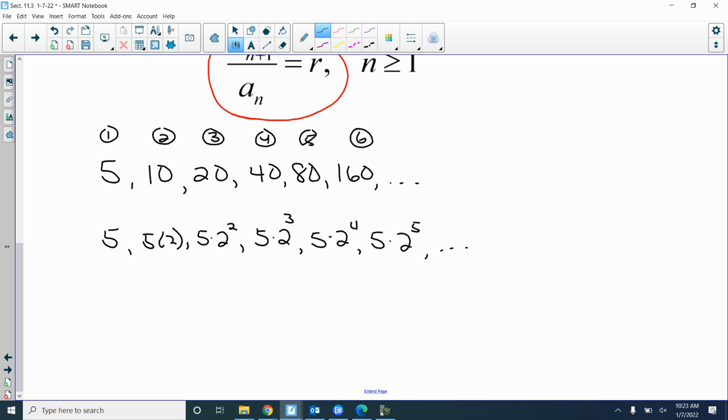How does the power relate to the term? It's the term minus 1, right? So the 6th term, we take it to the 5th power. 5th term is 4th power. So when you're doing this, to find A sub n, it would be the first term times the R value. Oh, hold on. 5 times 2 to the n minus 1, right? Does that make sense? All right, now don't write anything down yet.